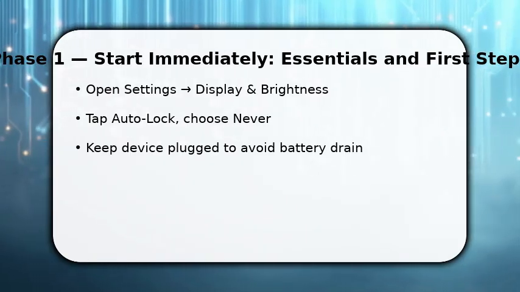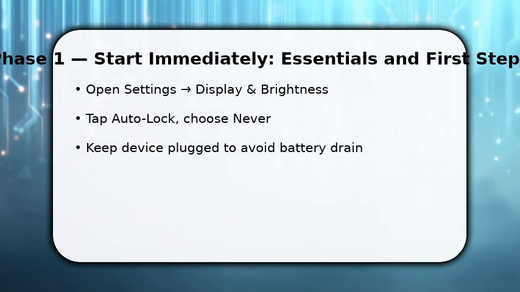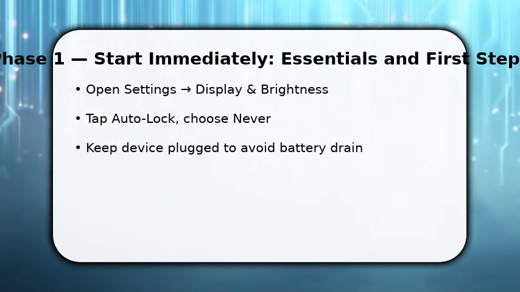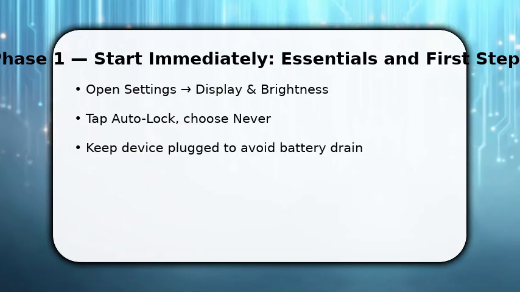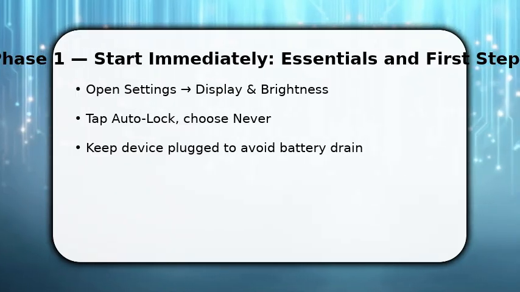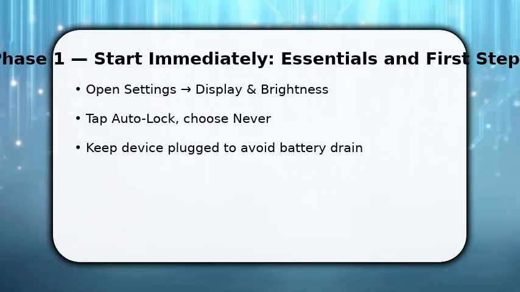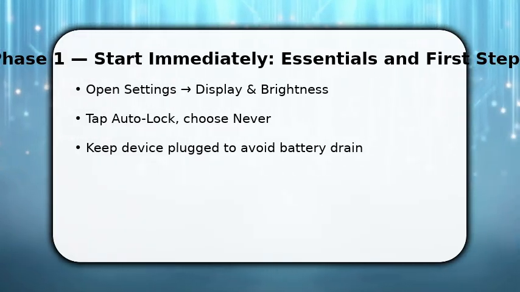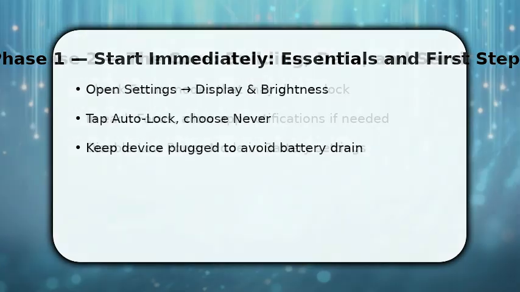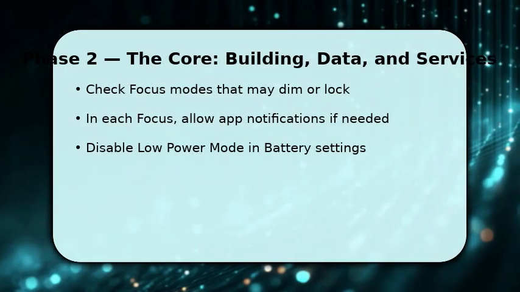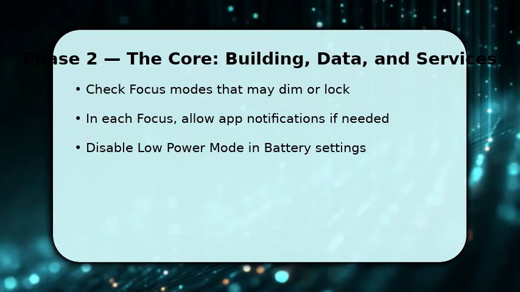Once done, make sure your device is charging if you expect long use, because never prevents sleep and uses more battery. You're changing a system timer. That's the why. Stay in settings briefly to confirm the change, and then move on to app-specific overrides so nothing retriggers automatic off. Next, ensure no focus mode or power setting reverses your auto-lock choice.